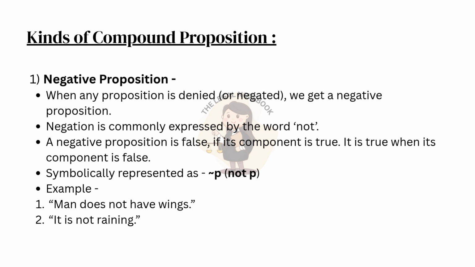Kinds of compound propositions. 1. Negative proposition. When any proposition is denied, or negated, we get a negative proposition. A negative proposition is false if its component is true. It is true when its component is false. Symbolically represented as not P.